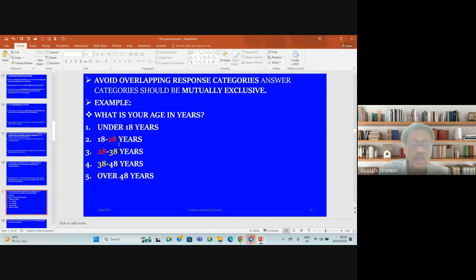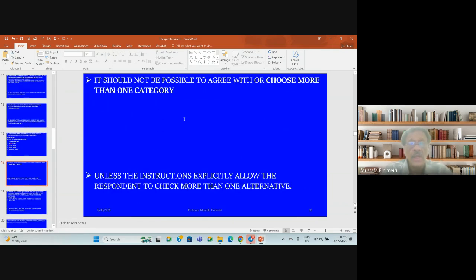For example, if an individual is 28 years, is he going to be included in option 2 or in option 3? So such overlapping should be avoided, and every answer should be mutually exclusive. They should not be overlapping. It should not be possible to choose more than one category, to select more than one option, unless the instructions explicitly allow the respondent to choose more than one alternative.